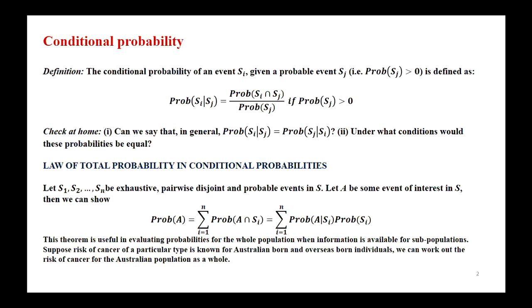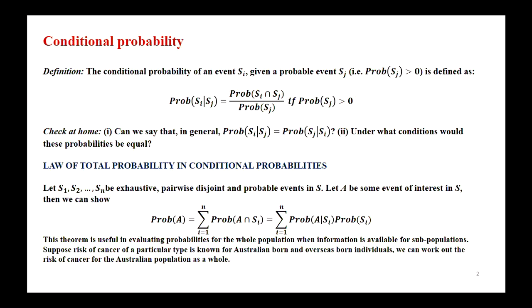Okay, something for you to take a look at home. Can we say that the probability of Si given Sj is equal to the probability of Sj given Si? And if we can, when can we say that? Are they not mutually exclusive? Their intersection's not empty. Yes, you should check at home. Come and tell me if you can't work it out. Okay? All right.